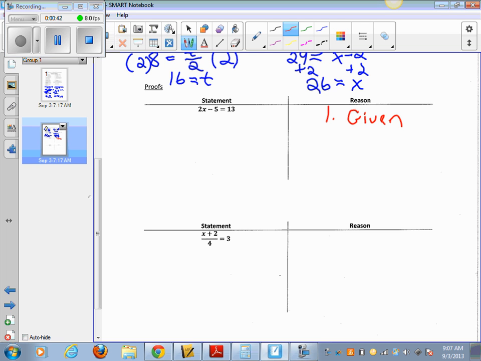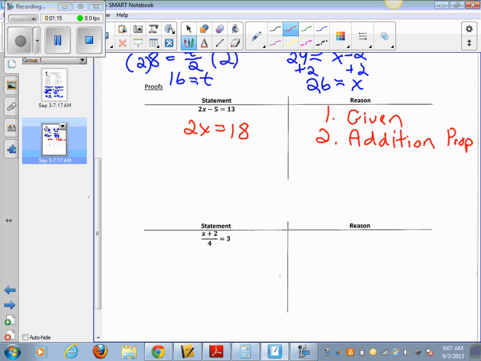So the first thing you want to do if you were going to solve this is you're going to add 5 to both sides. If you add 5 to both sides, you get 2x equals 13 plus 5, or 18. Now, what said that you were allowed to do that, you were allowed to add 5 to both sides? Why, it's our good friend, the addition property. So you need to write that over here under your reason, that this statement over here is still true because of the addition property.